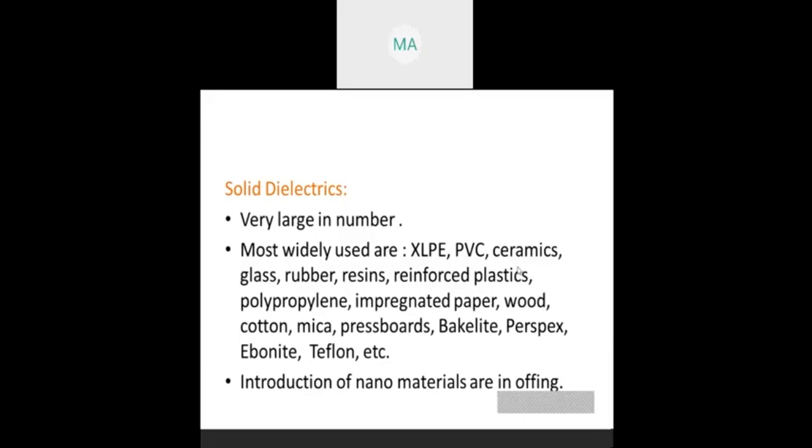In some cases it will be based upon the castings. Here are ceramics, glass, rubber, resins, plastics, polypropylene, impregnate paper, wood, cotton, mica, pressboard, bakelite, presspahn, ebonite, Teflon. We have already seen all these materials, but we don't know their names. We also have nanomaterials in the solid dielectrics, which are still under development.